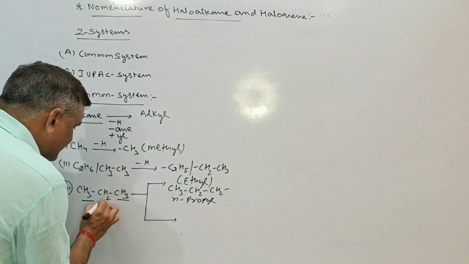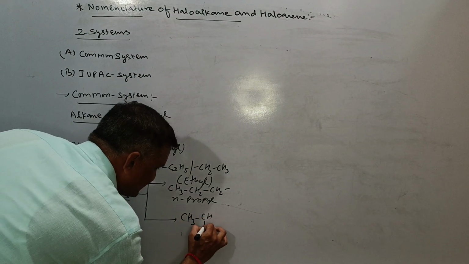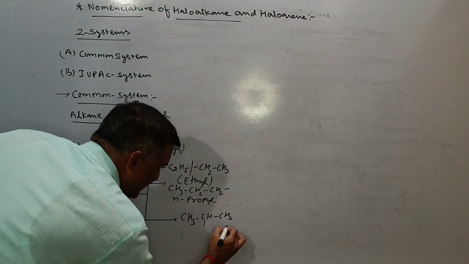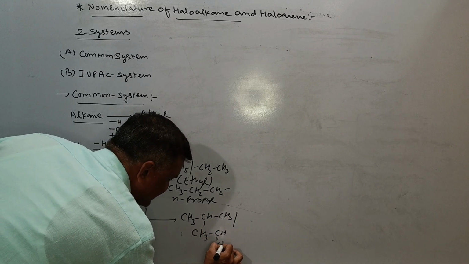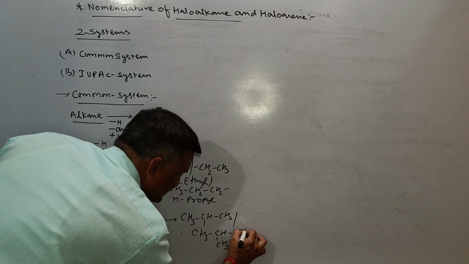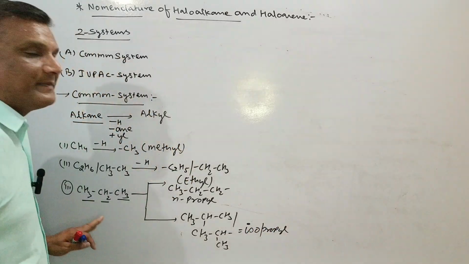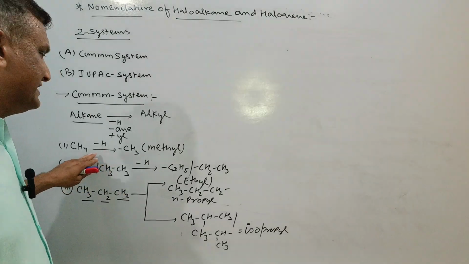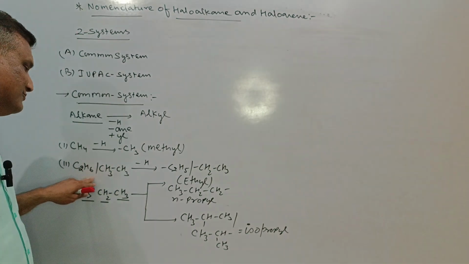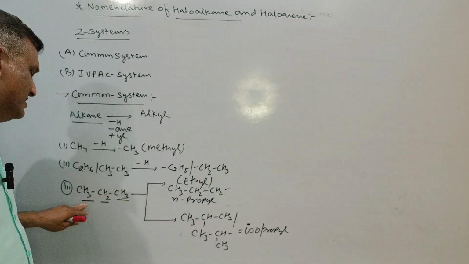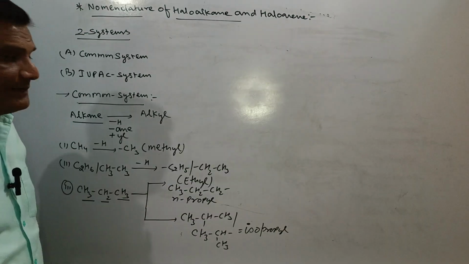If I remove the hydrogen from the number 2 position, then this will be CH3, CHCH3. It is called isopropyl. So regarding methane it will be one substituent, methyl; regarding ethane one substituent, ethyl; regarding propane two substituents, N-propyl and isopropyl.